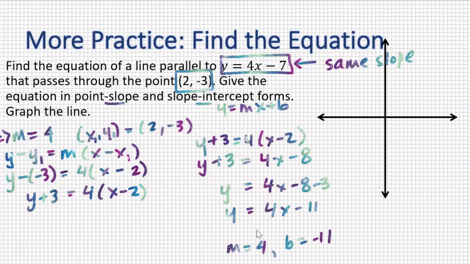To graph it, we need to start with a point. So we can either start with the point that we're given, the point (2, -3), or we can use the y-intercept, which is (0, -11). I'm going to choose to use the point (2, -3) for this one. I'll graph the point, so 2 on the x-axis, and y is negative 3, so moving 3 along the y-axis takes me here. And then I'll use the slope to find a second point.